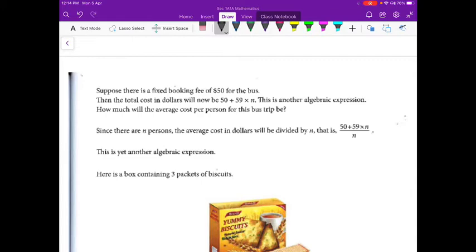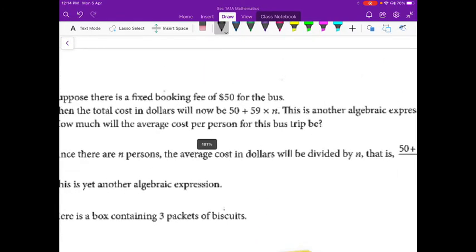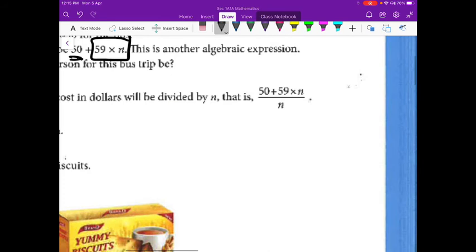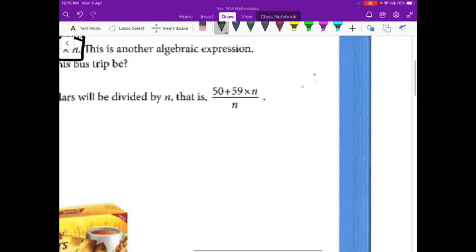Okay. So what is the total amount of money in this case? If there are n people taking the bus, therefore the total value will be 50, that's the fixed amount, plus your 59 times n. That is the total amount of money that has to be paid. Then one person will be divided by n, because there are n number of people. So this is another example of how algebra can be used. But of course, we write this as 50 plus 59n over n.